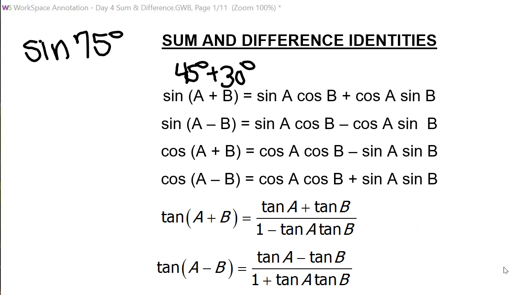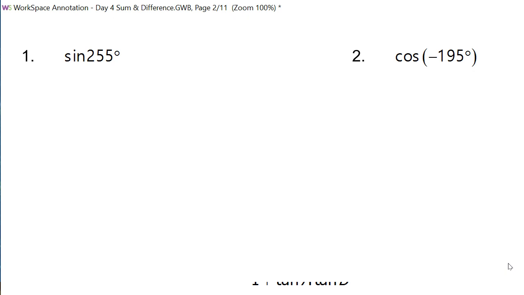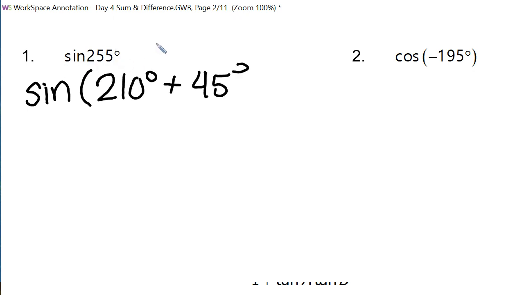So looking at problem number 1. Number 1, we want to find the sine of 255 degrees. Is that one of our unit circle values? No. But I can use two angles off of the unit circle that add up to 255 degrees. So what two angles off of our unit circle could we use to add up to 255 degrees? Yeah, we could use 210 degrees and 45 degrees. Or we could have done 225 degrees and 30 degrees.